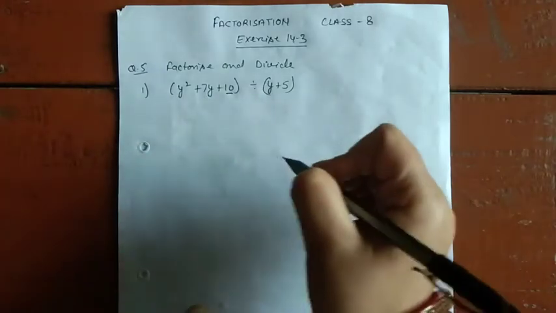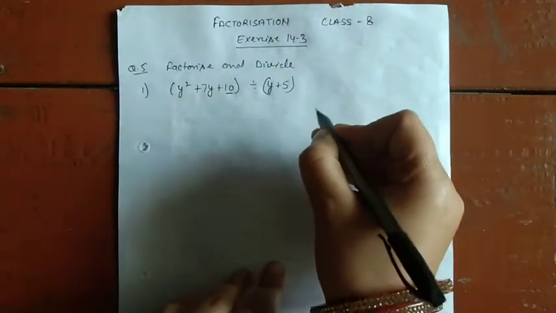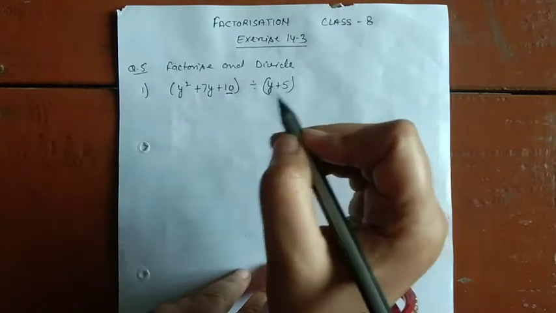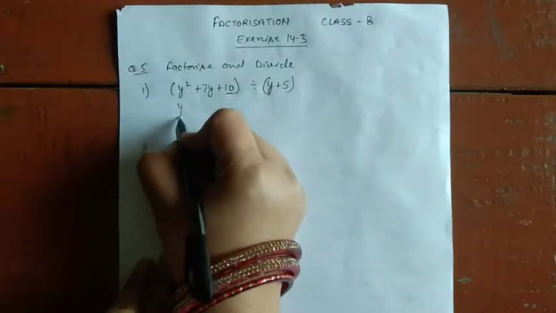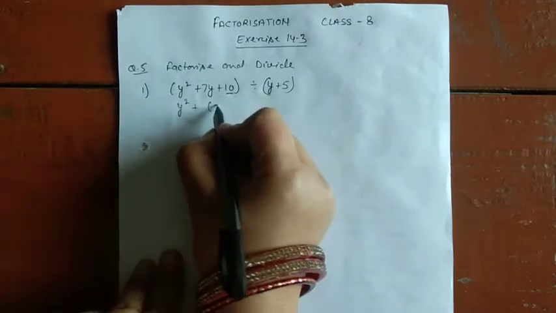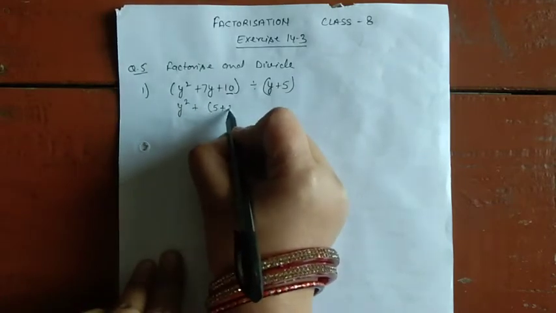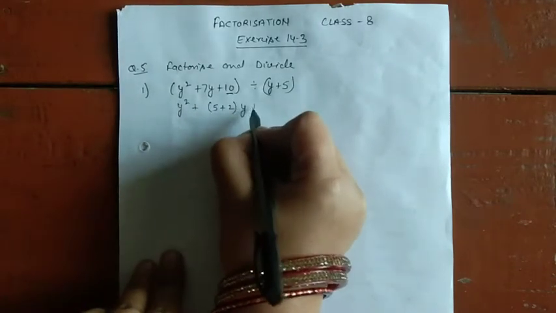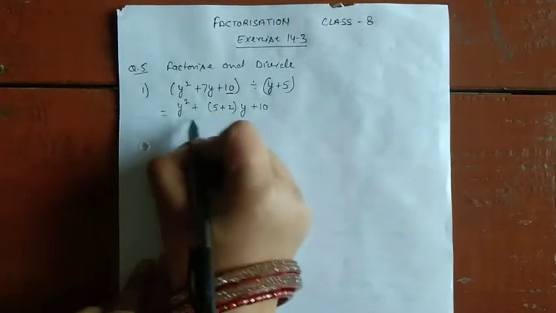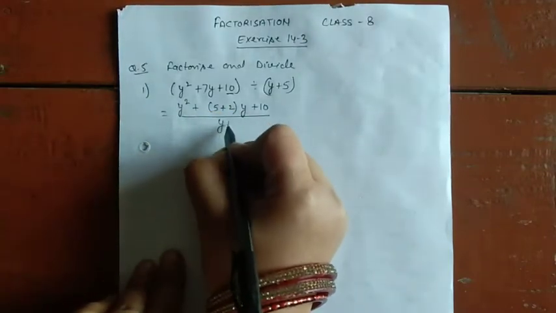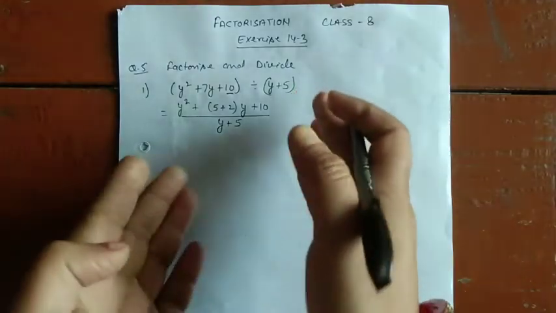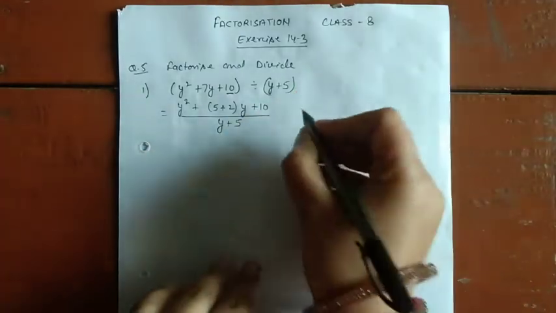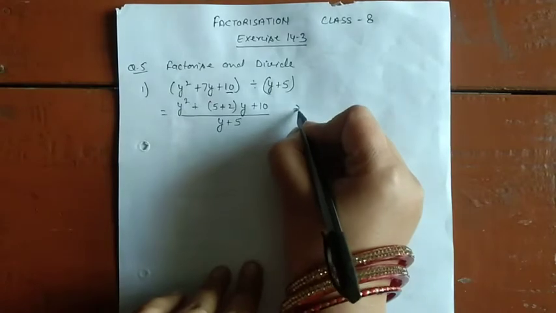So let us find the factors of 10. Factors of 10 are 5 and 2. 5 twos are 10, and 5 plus 2 is 7. So we will use these two factors as the factorization of the given numerator. So y square plus 5y plus 2y plus 10, and it needs to be divided by y plus 5. You can factorize it separately, or you can keep y plus 5 as it is in the denominator.